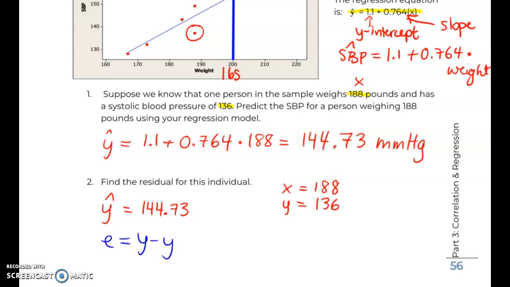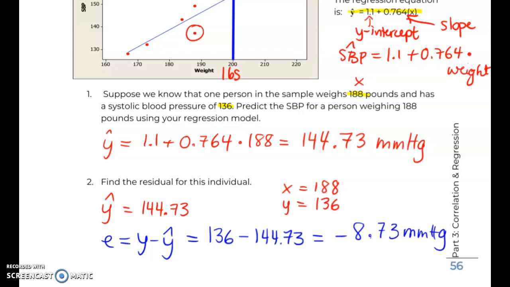In order to calculate our residual, we're going to use our formula, y minus y hat. Make sure you're doing it in that order. So actual value minus predicted value is 136 minus 144.73, and that gives us a residual of negative 8.73 millimeters of mercury. The residual has the same unit as our y variable.